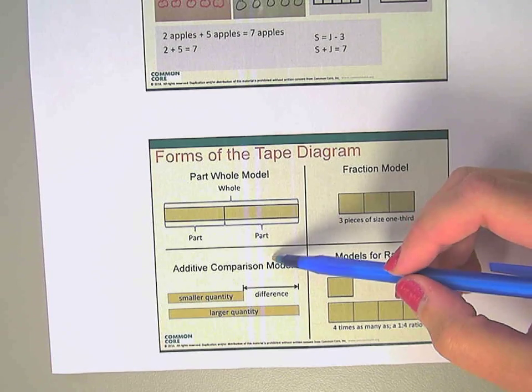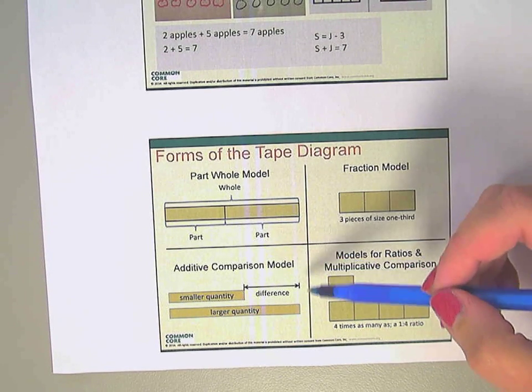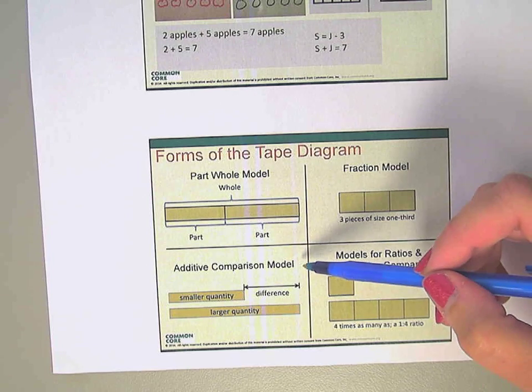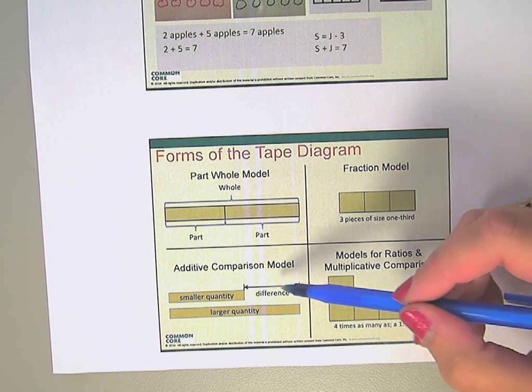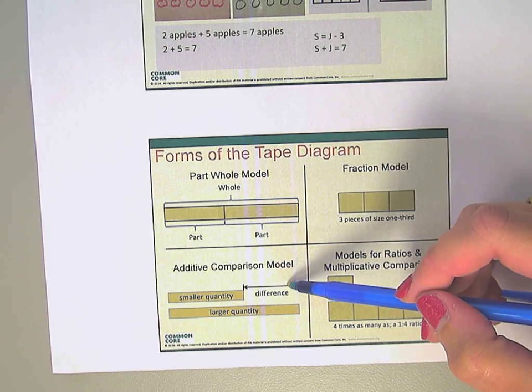We're also going to be using the additive comparison model. This is anytime you see word problems that might describe something like this much more or this much less. They're going to be comparison problems. So I'm going to be showing you an example of each of these. Okay, so here's our first problem.